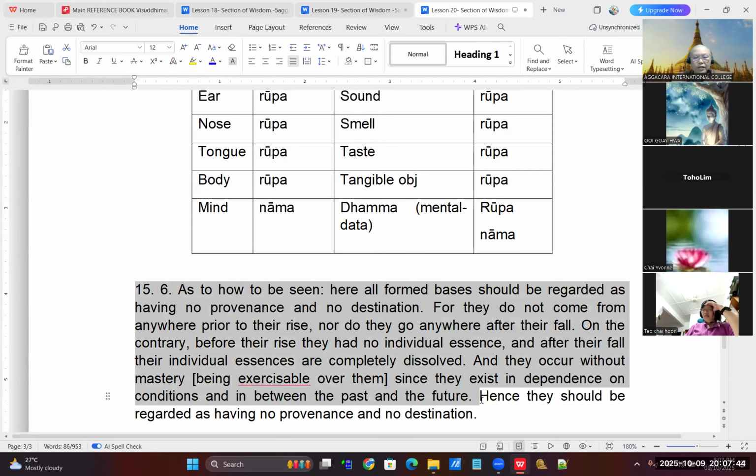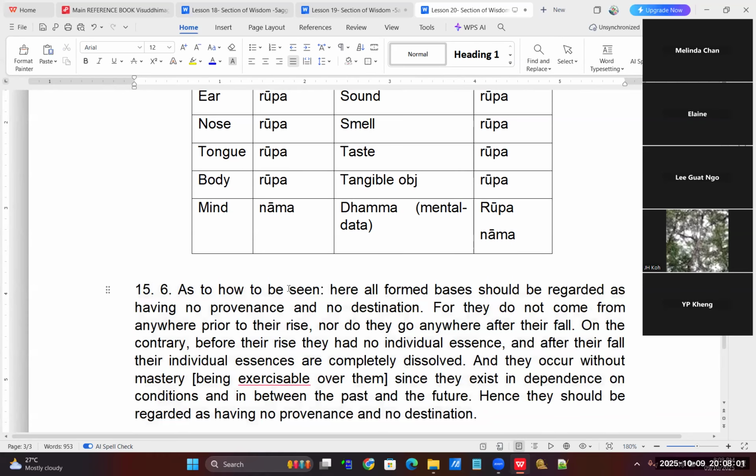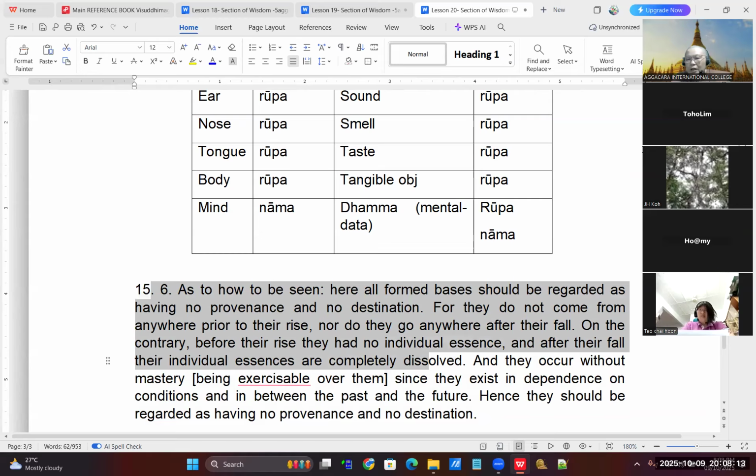Okay, now 15. This is actually a little bit interesting to read also. Brother Ko, are you here? Yes. Okay, yes. Which one is reading now? Oh, okay. Ho, do you want to read or Brother Ko? Okay, never mind. Sister Ho read first, then Brother Ko reads. Yes.